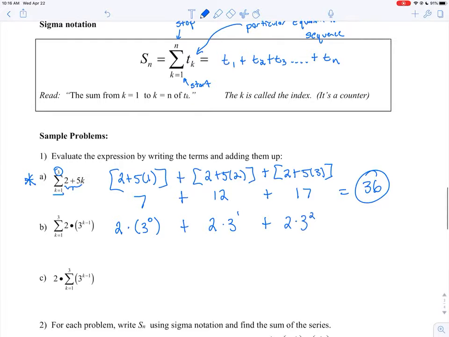If we simplify all of these, 3 to the 0 is just 1, so we get 2, plus 2 times 3, so plus 6, plus 2 times 9, so plus 18. We add all of those up, and we get 26.